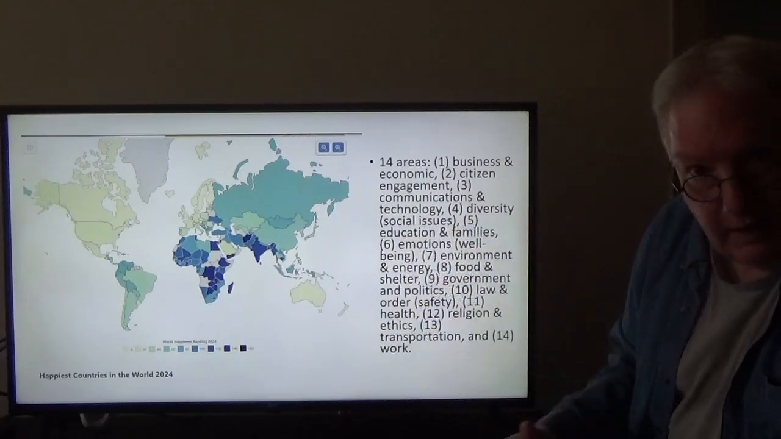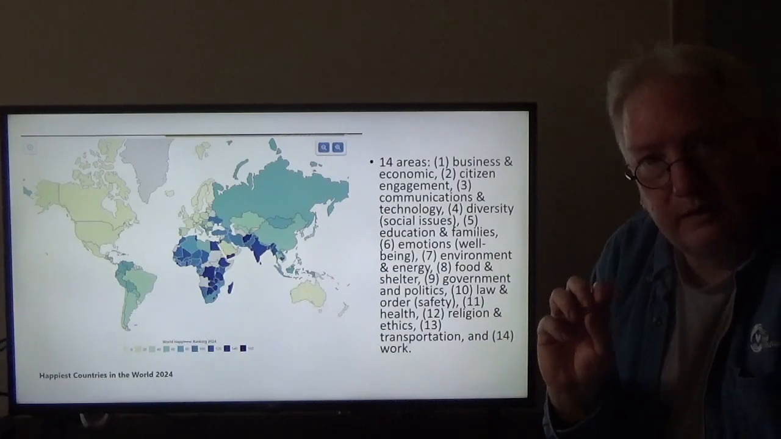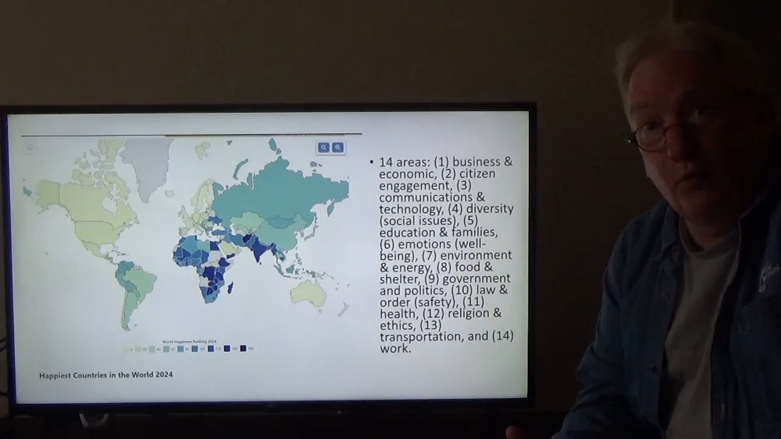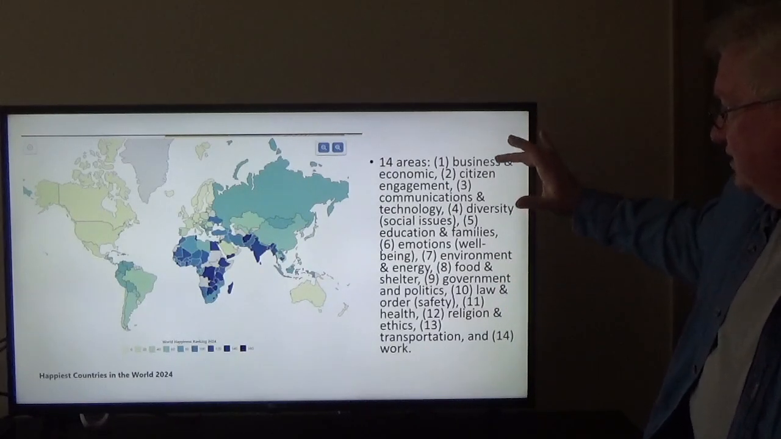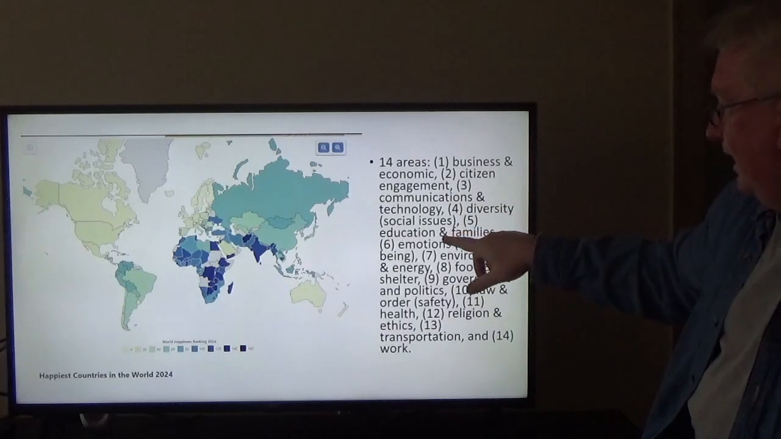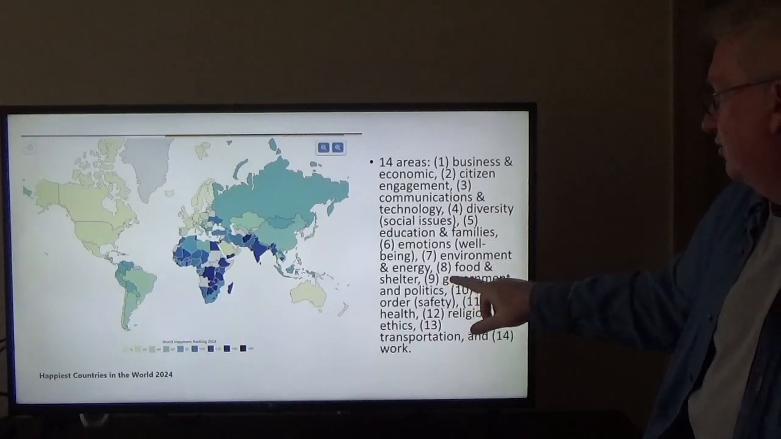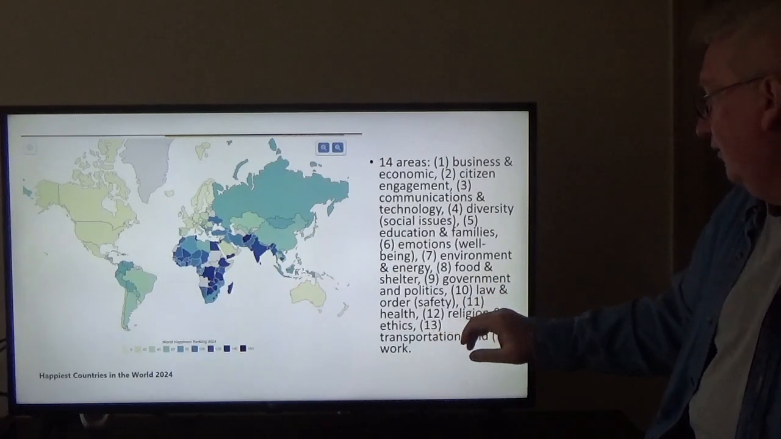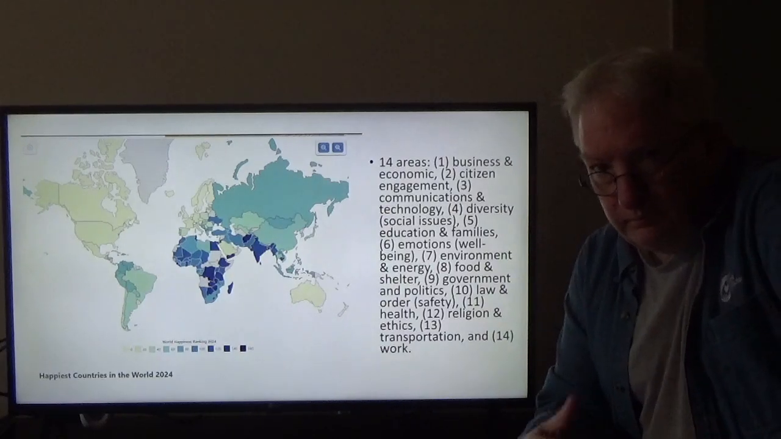The lighter color that you are, the happier you are. And so here they've changed it up a little bit, and they've said we're going to poll people based on 14 different areas of criteria: business and economic, citizen engagement, communications and technology, diversity with regard to social issues, education and families, emotions, your well-being, environment and energy, food and shelter, government, politics, law and order, meaning your safety, health, religion and ethics, transportation, and work.